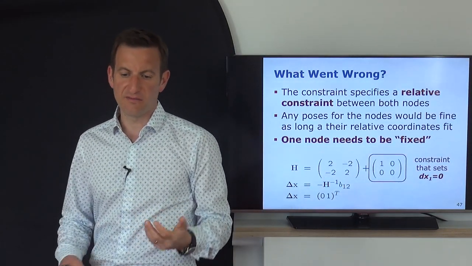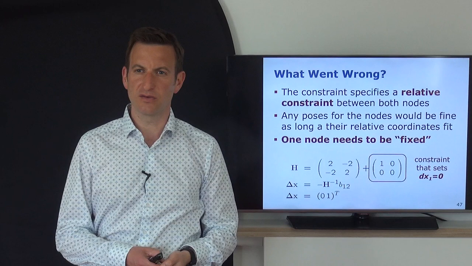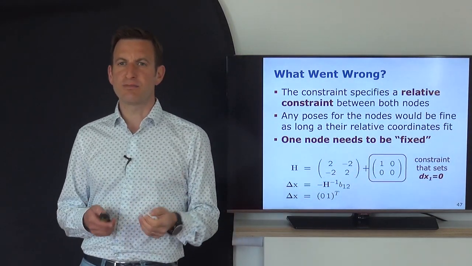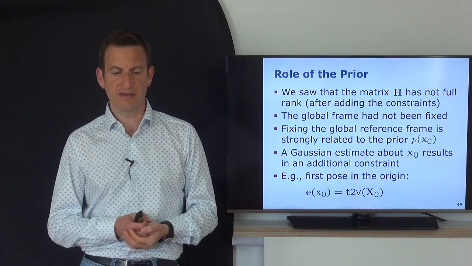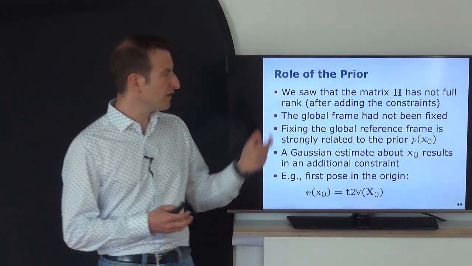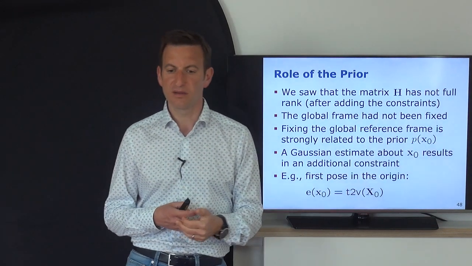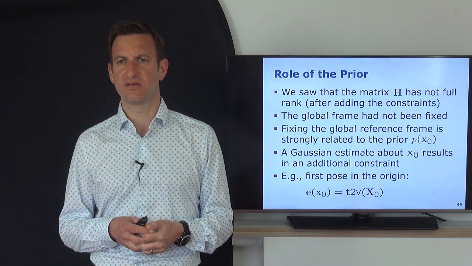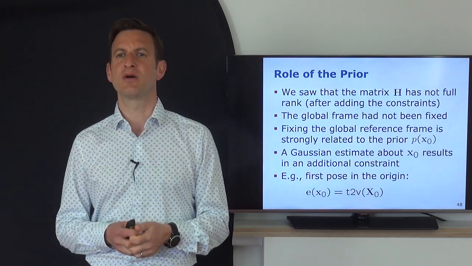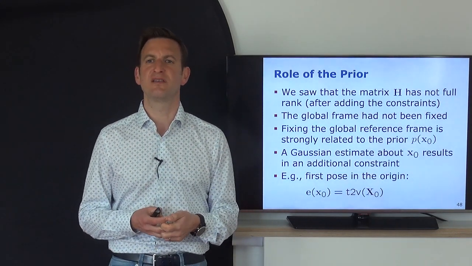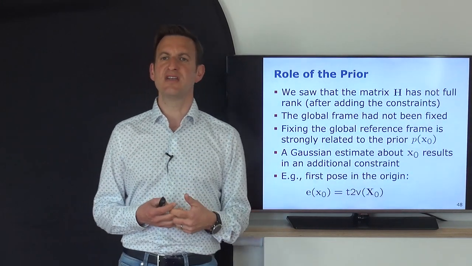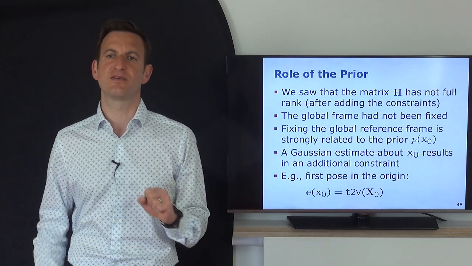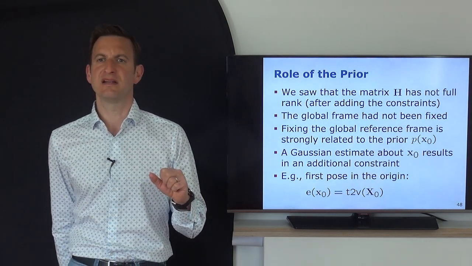So this was, again, a very simple example. But the insight that we need to add a prior or fix a coordinate is something that we should not forget. We saw that this matrix is not full rank after we have added all the constraints. Even if we add more constraints, we will suffer from the same problem, because we basically haven't fixed the global reference frame. This only changes if we have an additional sensor like a GPS receiver, for example, which fixes a global reference frame.